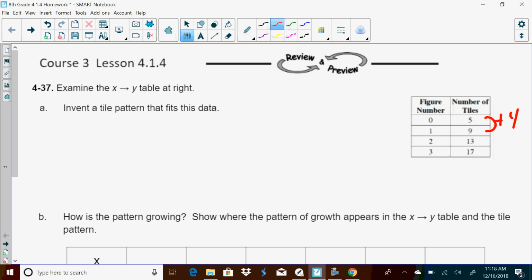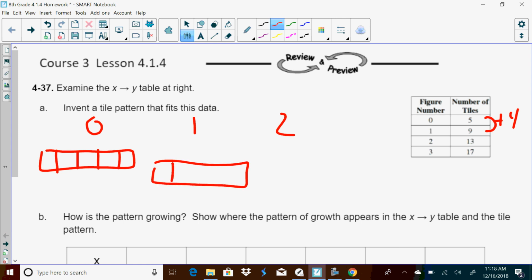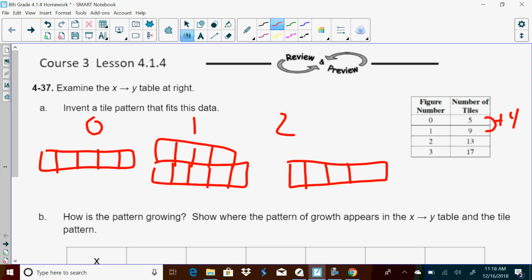So I created a very simple one. I started with 0, then did 1 and 2. I started with 5 tiles, and then each time I added 4 more. And then in this one, I had 2 rows of 4. So then it could keep going.